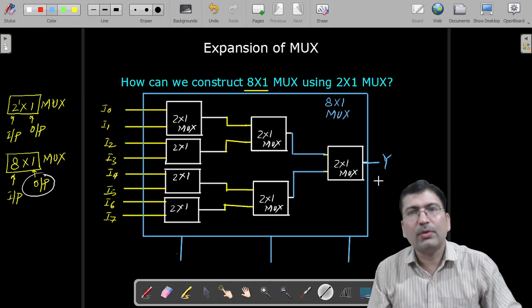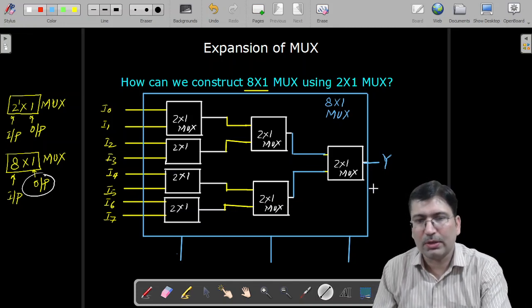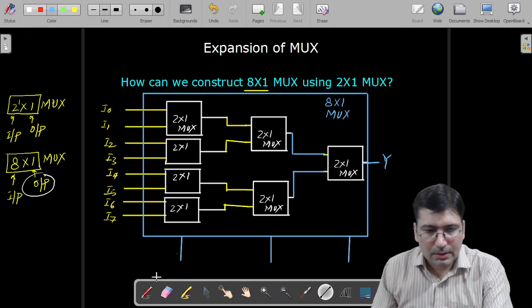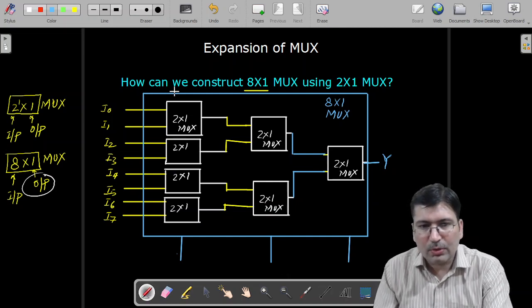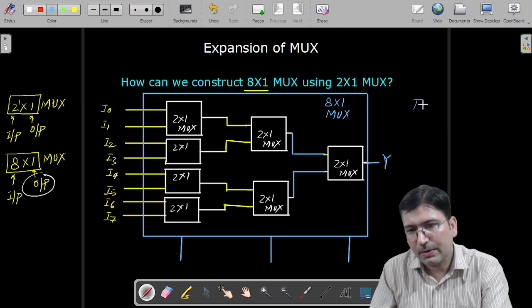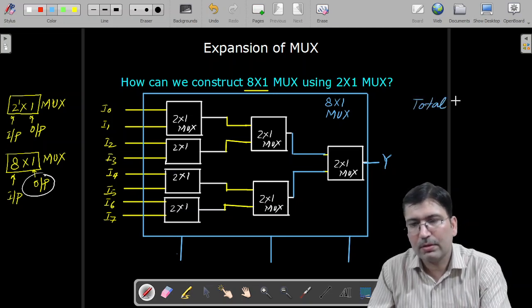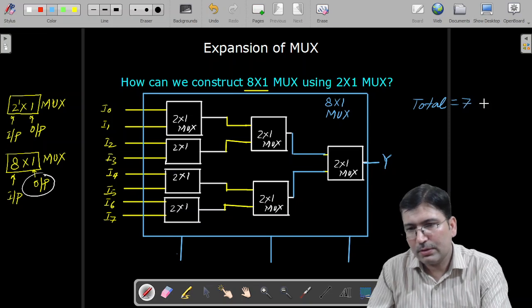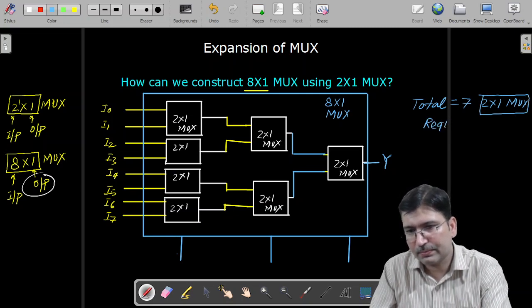The overall circuit will behave like 8x1 MUX, and the total number of required 2x1 MUX, total, how many? 4 plus 2 plus 1, total 7 2x1 MUX required, right?